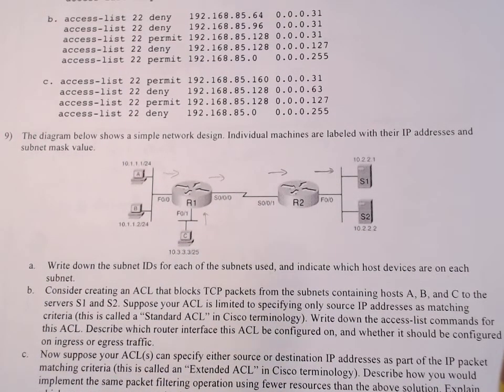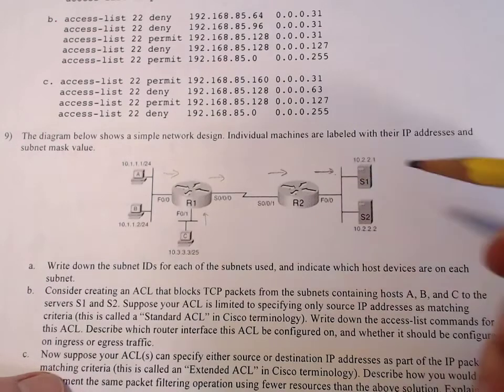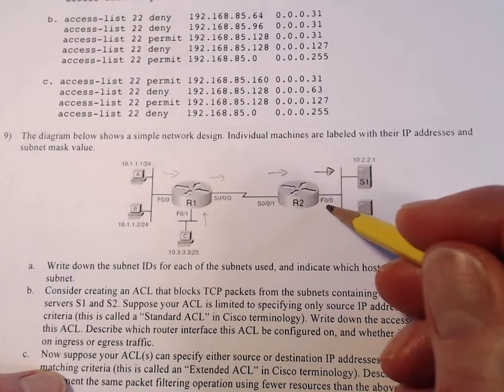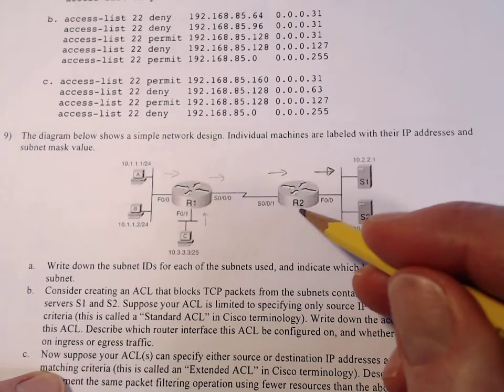And when we're only allowed to specify the source address, the choice is to put it on the egress interface of router 2, that is fast 0/0 of router 2. Why is that?